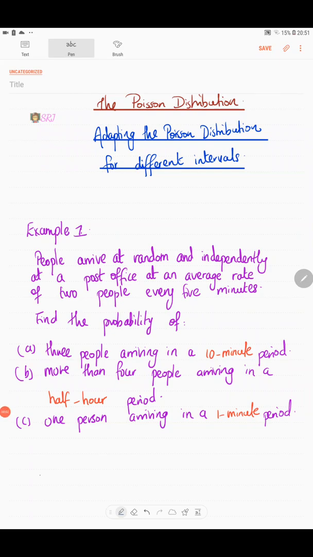This lesson focuses on how to calculate probabilities for the Poisson distribution when we have different intervals. If you remember, one of the conditions for the Poisson distribution is that events must occur at a constant rate. That is, the mean average number of events in a given interval is proportional to that interval. So we have to use proportionality to adapt the parameter for different intervals.